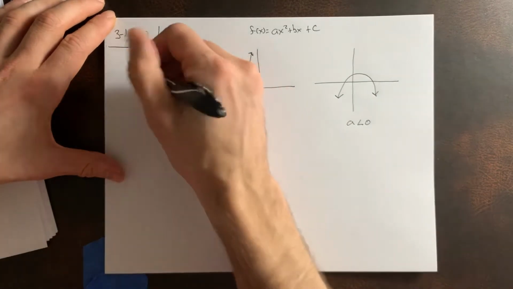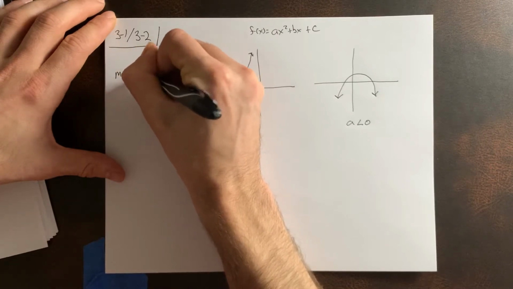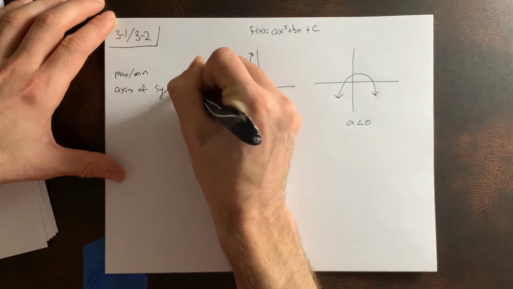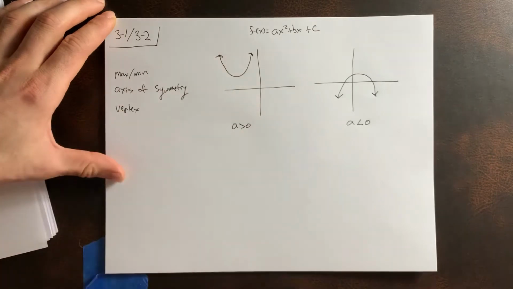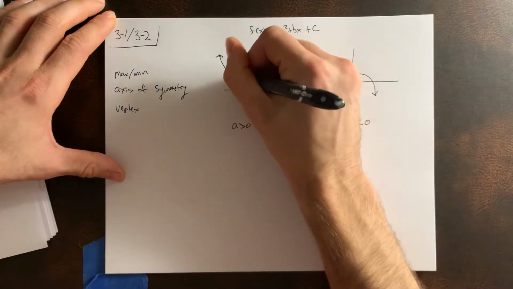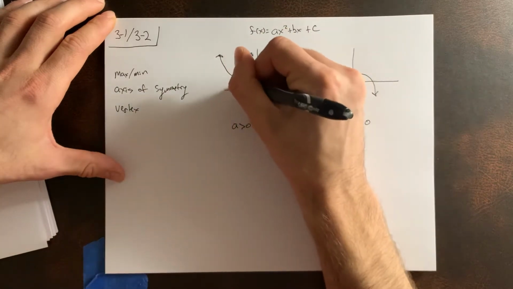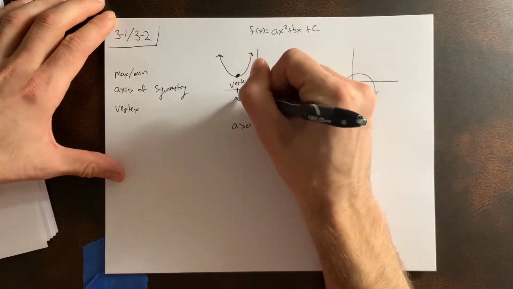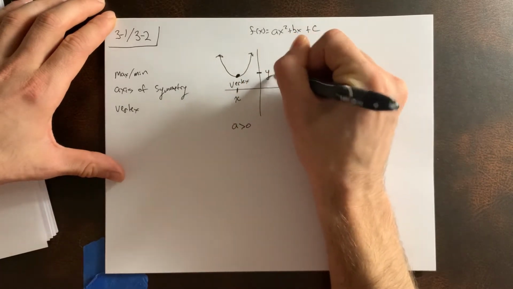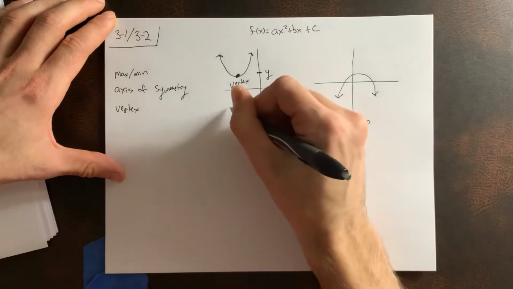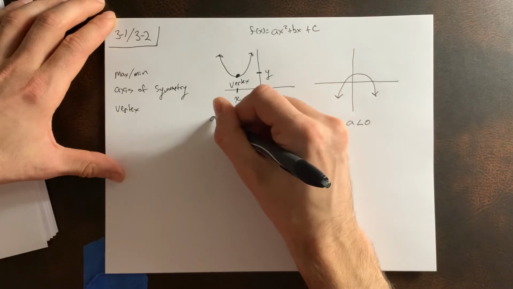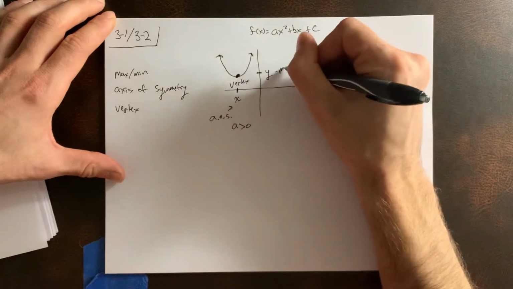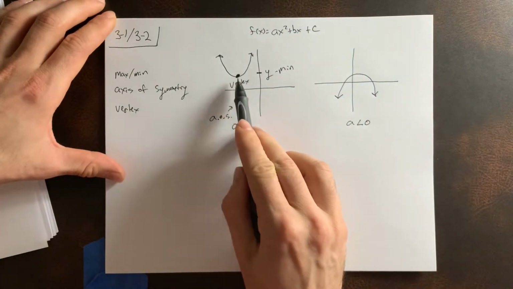Like we said, we're going to talk about three things: either a max or a min, the axis of symmetry, and then the vertex. So this point right here, this is called the vertex. The vertex has an x value and a y value. This x value right here is the axis of symmetry. And this y value in this situation is going to be a minimum. It's a minimum because this is the smallest value and it keeps moving upward.